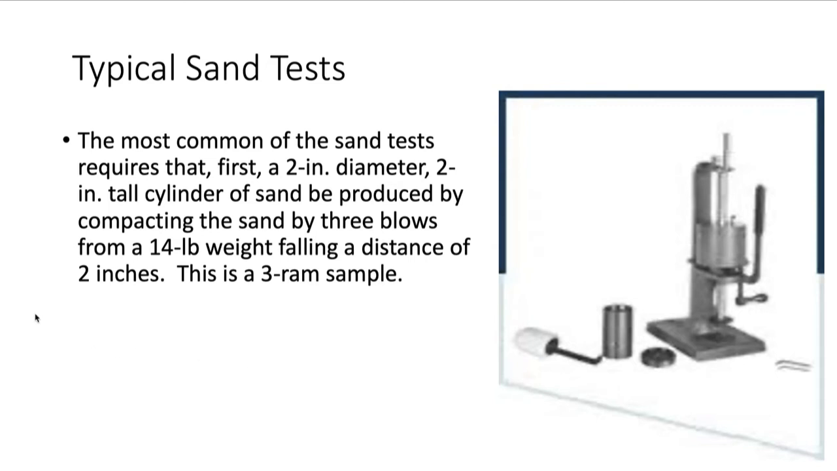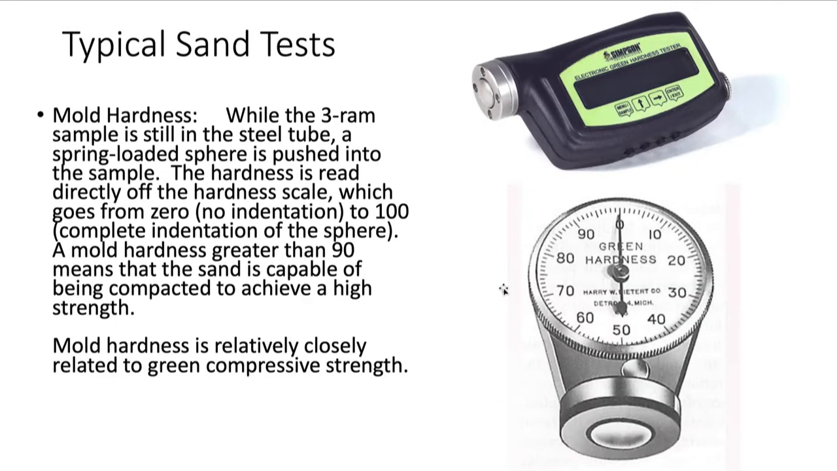One of the tests you could do would be the mold hardness. So you can actually use this hardness tester here to read from 0 to 100. Greater than 90 means the sand's capable of being compacted, and you'll be able to get a high strength. So mold hardness is relatively closely related to green compressive strength, which is one of the main factors that you're going to be studying. And if you look here, we have this kind of older style with a dial on it, but there is a newer digital unit.